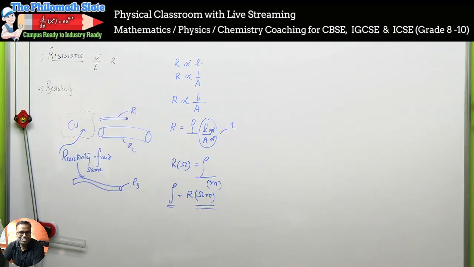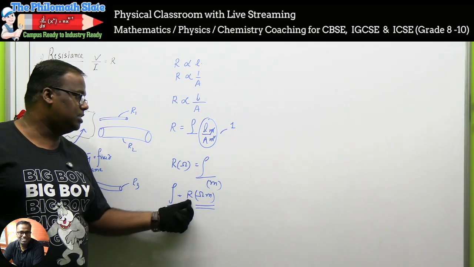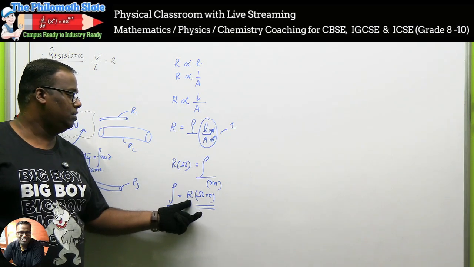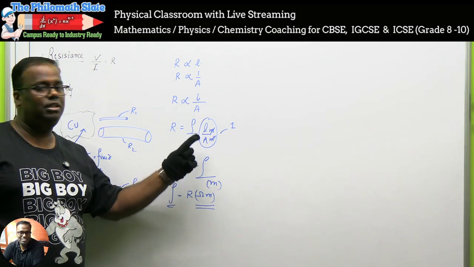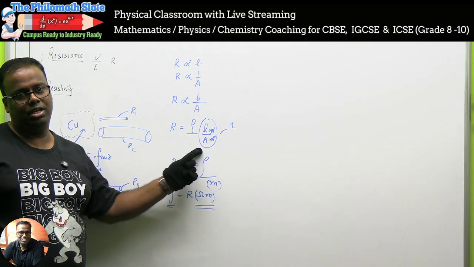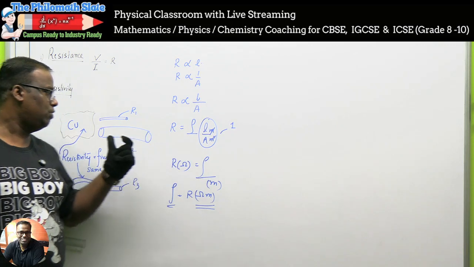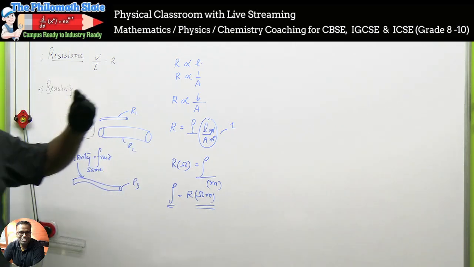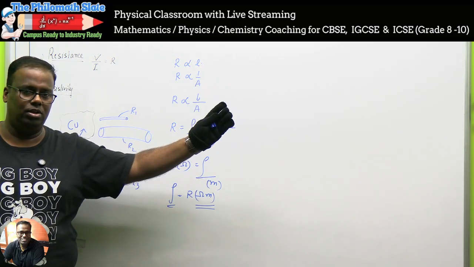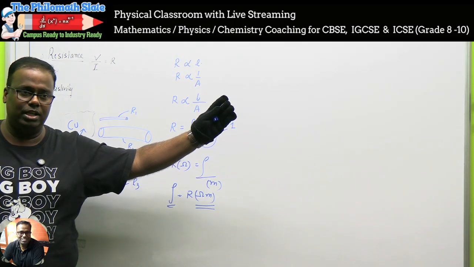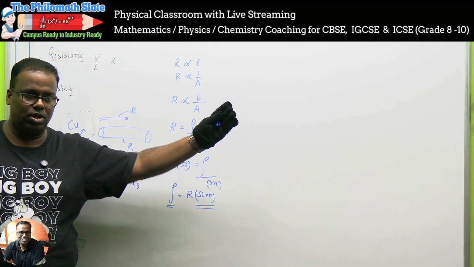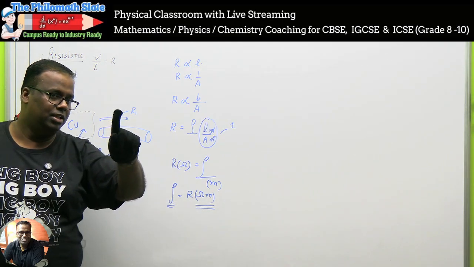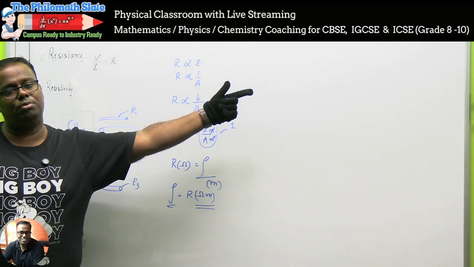And how do you define it? Resistivity is the resistance of a conductor of the same material which is 1 unit in length and 1 unit in cross-sectional area. Take a piece of copper and make a wire of copper which is 1 meter long and make its cross-sectional area, that is pi d square by 4 or pi r square, equal to 1. Then the resistance that copper will offer.